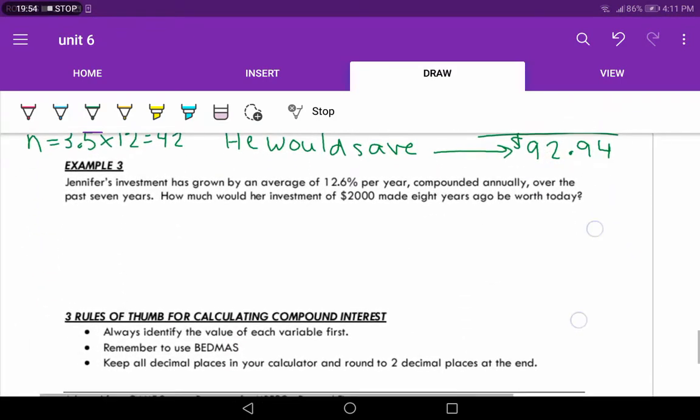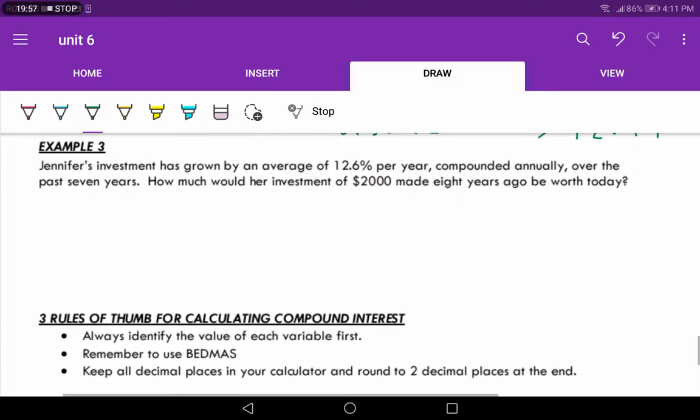Okay, last example here, and then just some quick rules of thumb. Jennifer's investment has grown by an average of 12.6% per year compounded annually over the past 7 years. How much would her investment of $2,000 made 8 years ago be worth today? So the wording on this one is a bit confusing, but try to just simplify it. It's just saying she had an investment, she ended up making $2,000 on it 8 years ago. So if that $2,000 continued to make interest, how much is it going to be worth today?